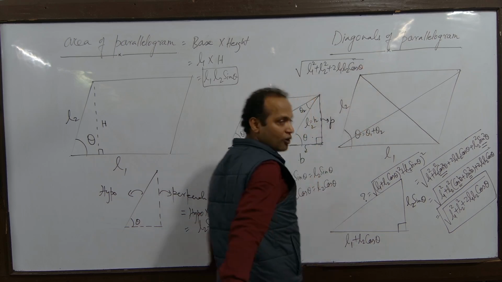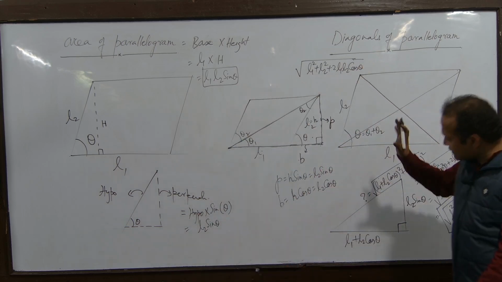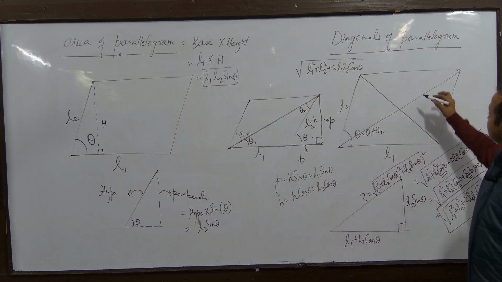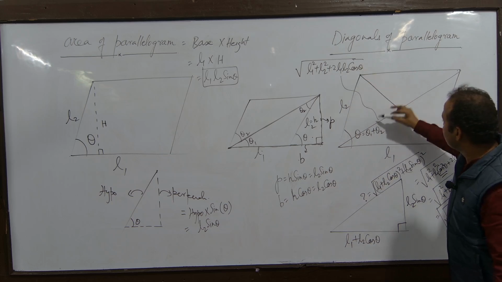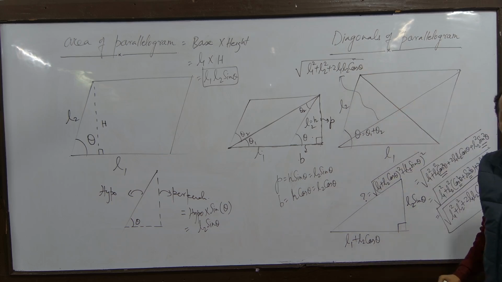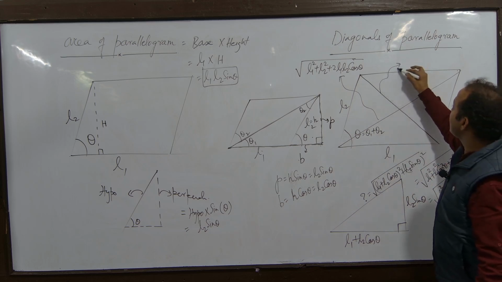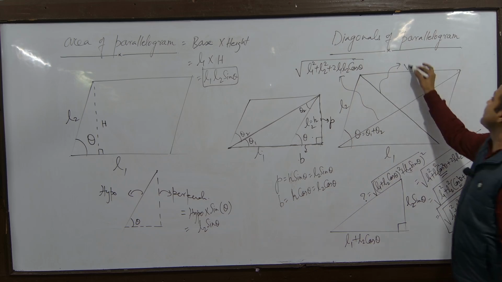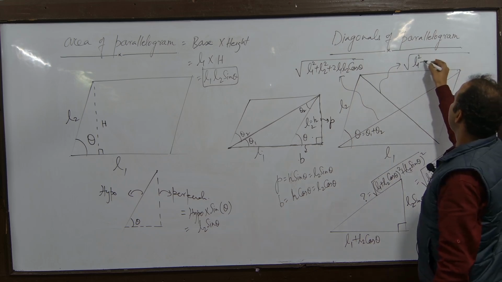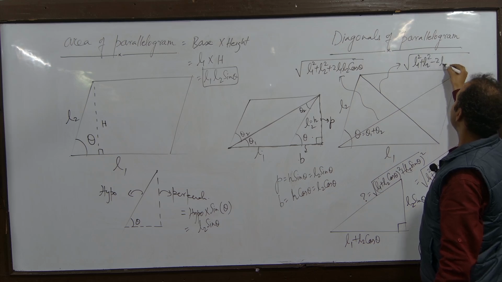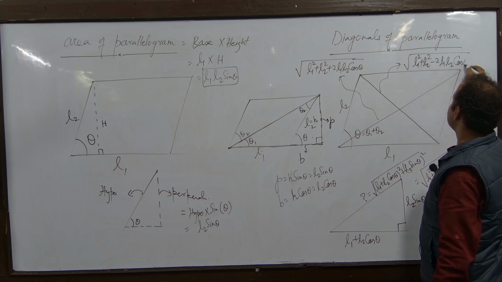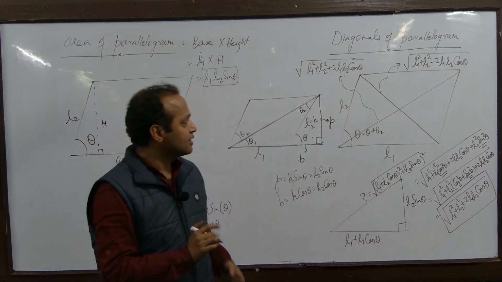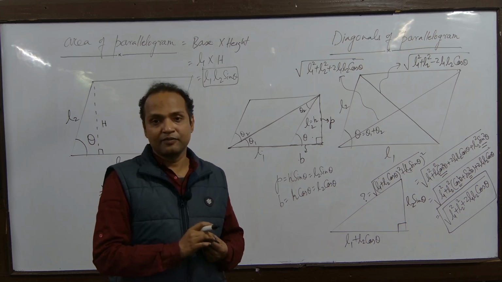I am giving you a homework. Using this method, drawing a perpendicular, you found the length of this bigger diagonal. Now you have to find out the length of the smaller diagonal. How will you find it? I am writing the answer: root over L1 square plus L2 square minus 2 L1 L2 cos theta. Minus will come here. You find out how you can get the result. You derive it.